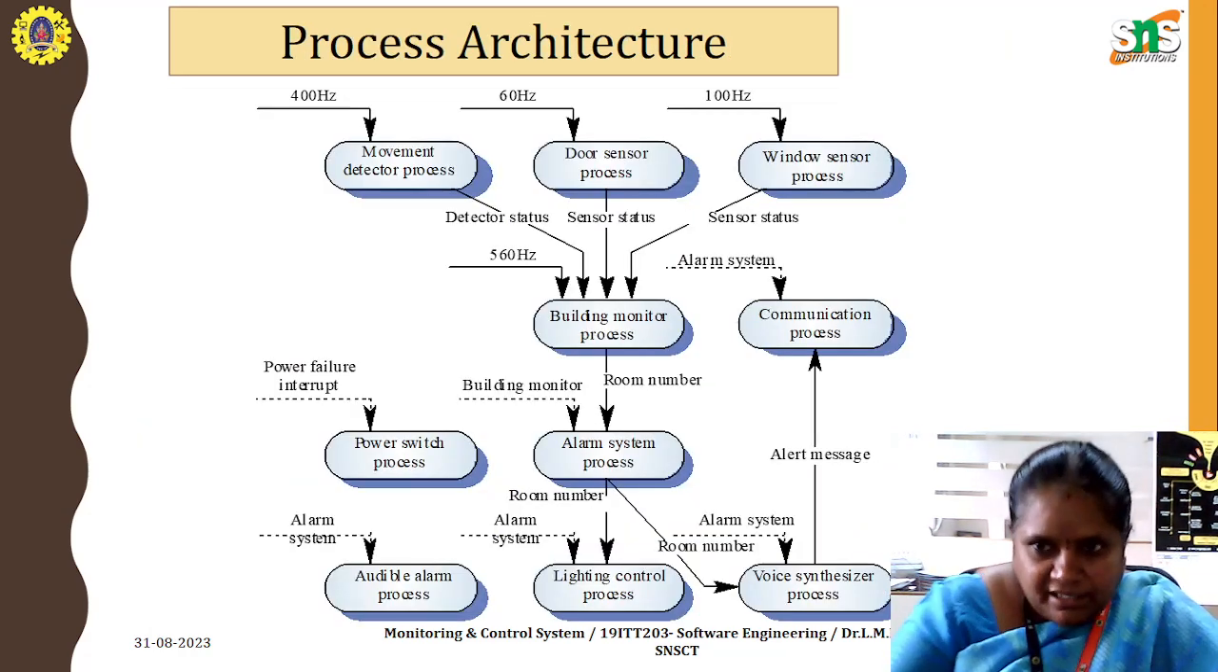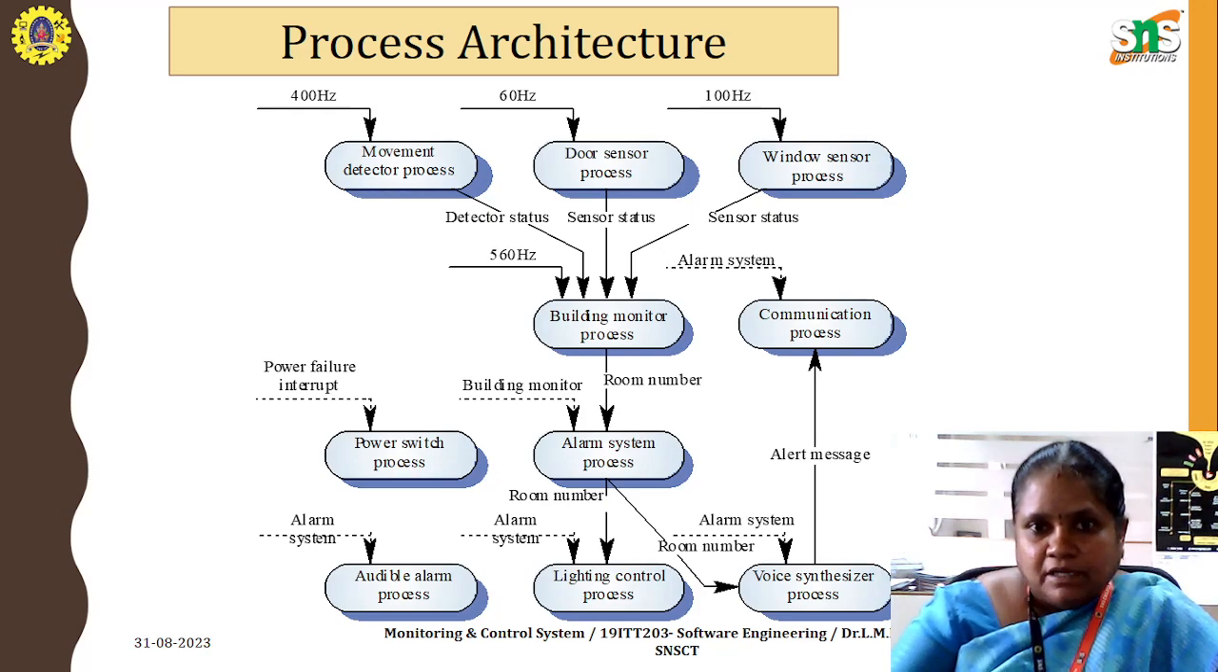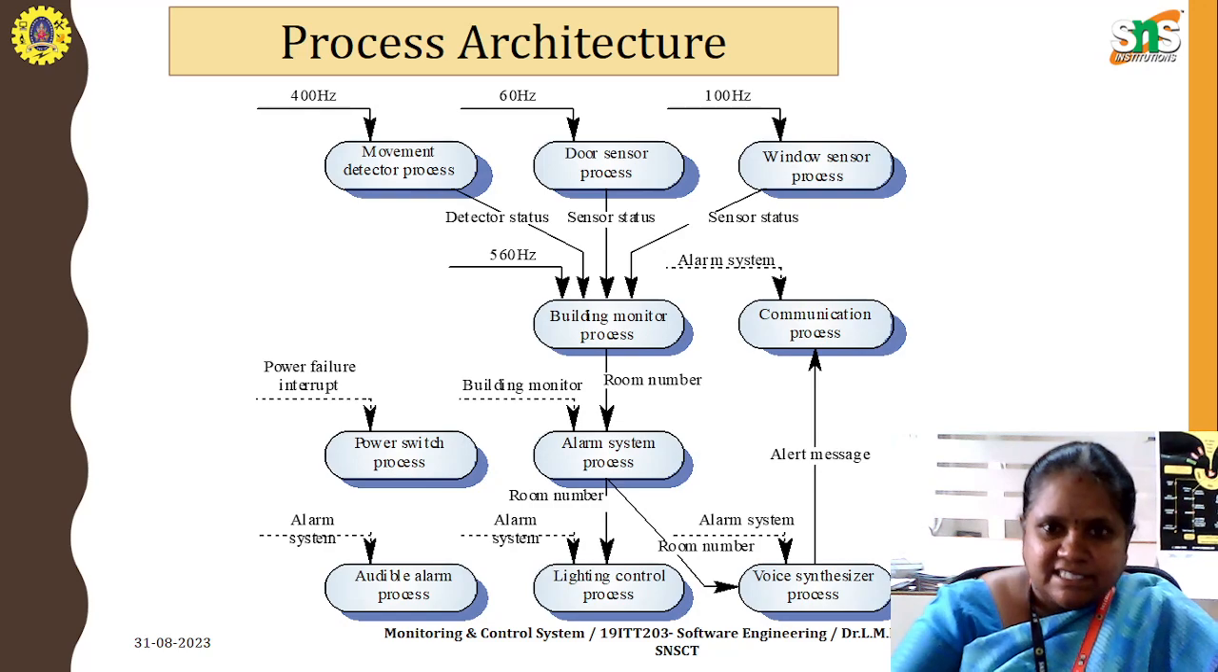So here you could see the concurrent processes. For the movement detector, we have already said it is 400 Hertz, because there are 200 movement detectors we have already designed, and each sensor will detect twice and report to us, so the frequency will be 400. In the case of door sensors, we have 30 door sensors, twice per second, so 60. Similarly, window sensors are 50, and since it reports 2 times, it is 100. That's why it is mentioned. So summing up all these, you get 560 Hertz as the alarm sensor signals to the building monitor process.